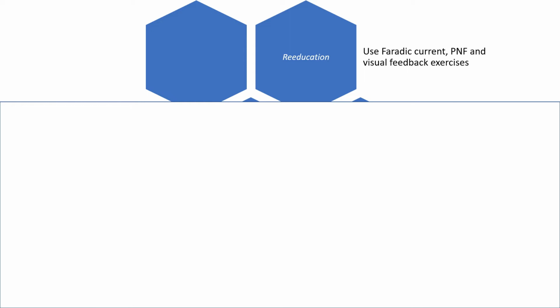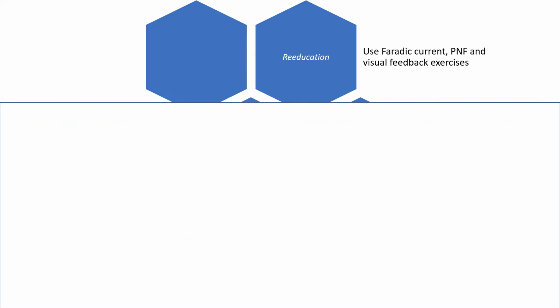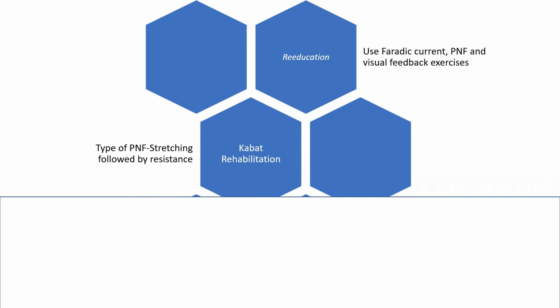Other means of re-educating the movement is by using PNF techniques, visual feedback exercises, etc. The picture indicates exercises you can prescribe to your patient that he or she can do in front of a mirror. Kabat rehabilitation. These techniques are a type of motor control rehabilitation technique based on proprioceptive neuromuscular facilitation.